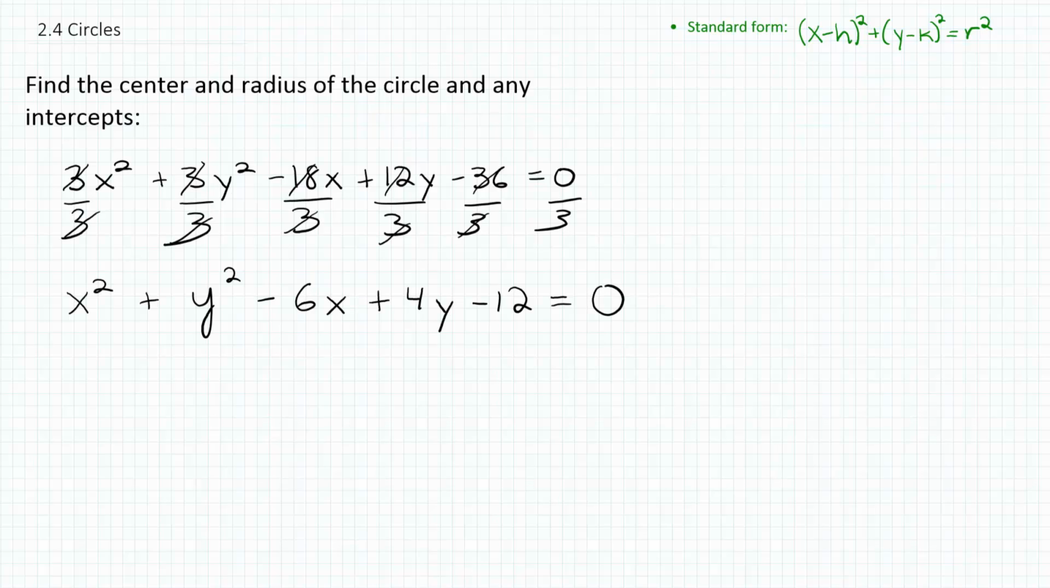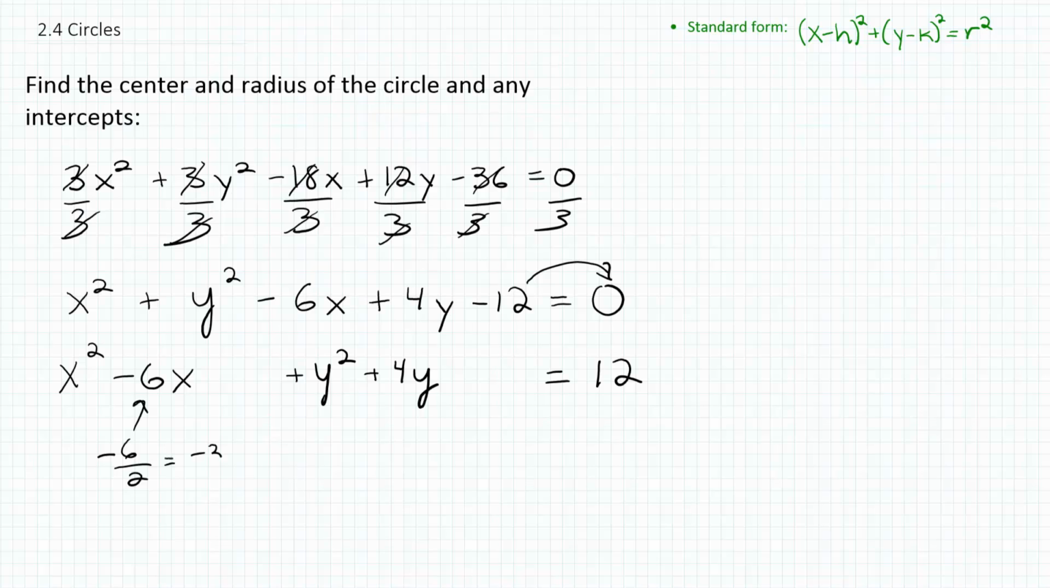All right, from here we're going to remember to group the x terms together. So x squared minus 6x, leave a little space, then put plus y squared plus 4y, and then on the other side of the equation we'll move the constant to give you just positive 12. Okay, then we complete the square, so we take half of this term and square it. So minus 6 over 2 gives you negative 3, and then we square that to get us 9.